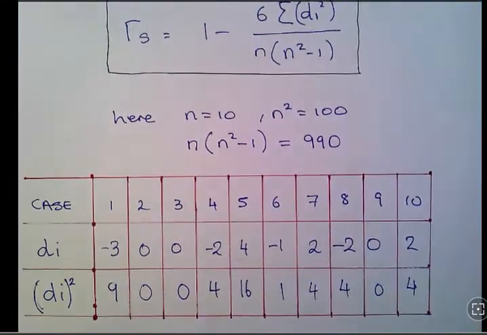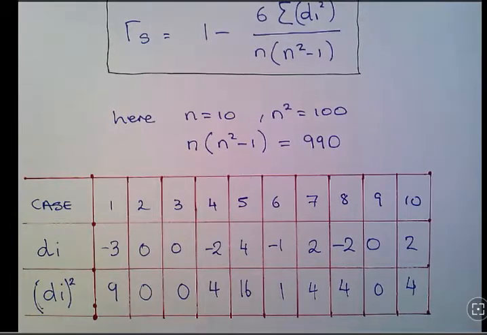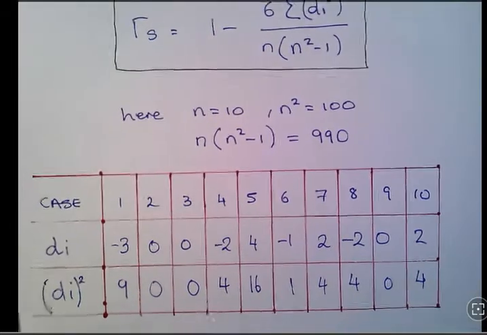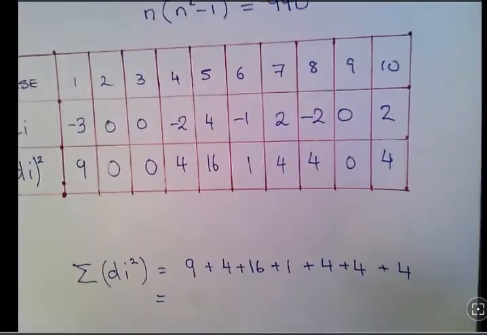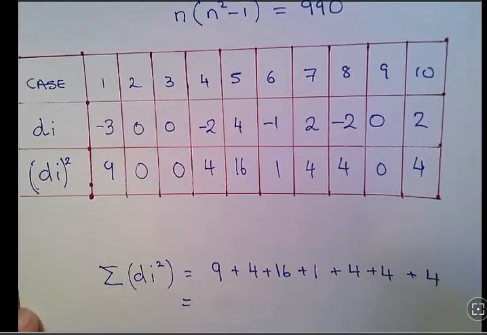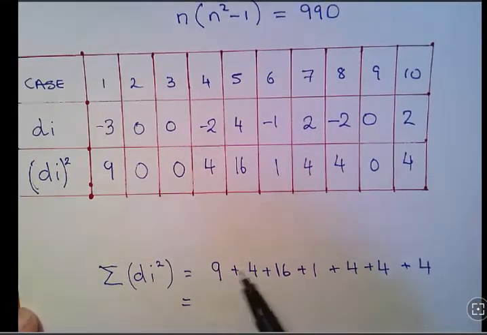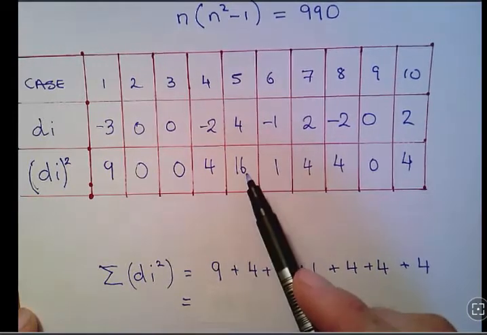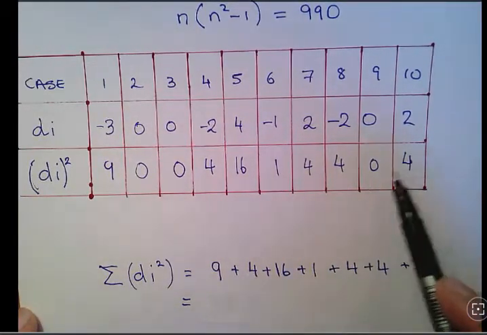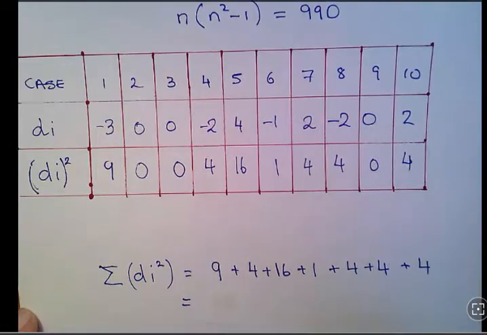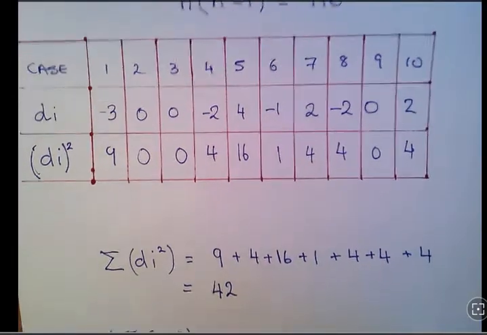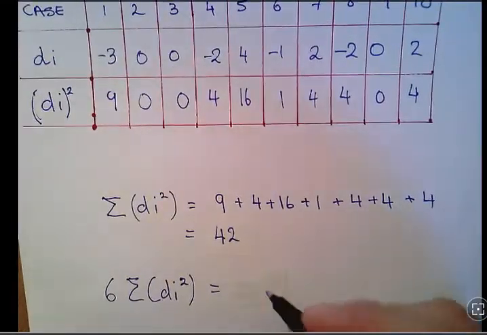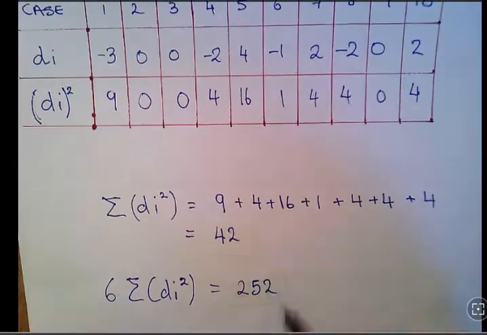Now, what I'm going to do is sum all of those up. Just for the sake of brevity, I'm going to ignore the zeros. So it's 9 plus 4 plus 16 plus 1 plus 4 plus 4 plus 4. I just dropped out the zeros to make it less cluttered. When we add them up, we get 42. And the formula requires us to find 6 times that value, which is 252.